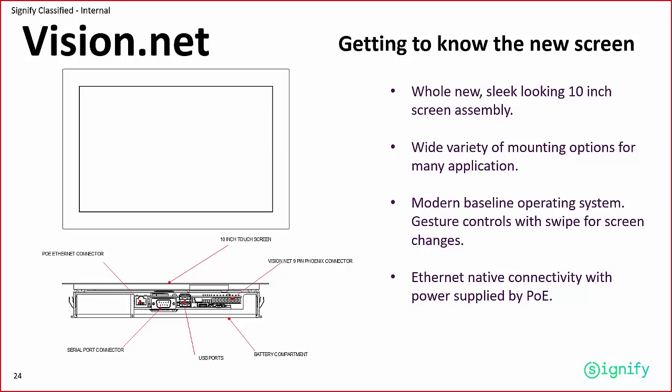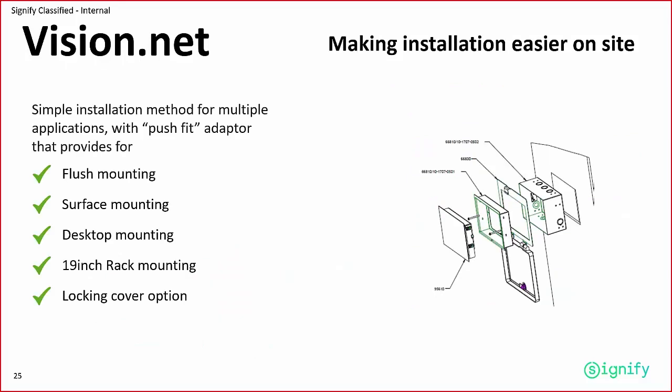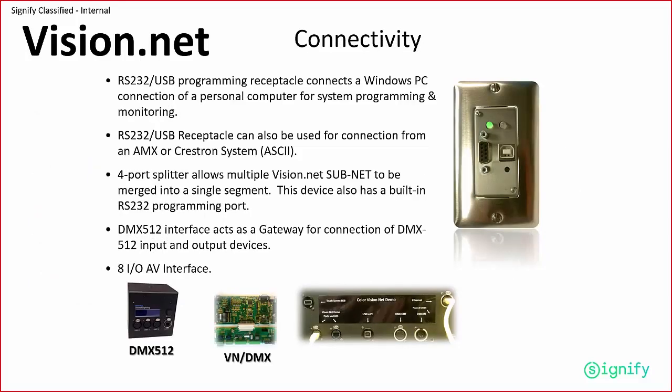There's a wide array of mounting options and modern operating system and the PoE power with the Ethernet native capability. So we do have options for flush mounting, surface, desktop, rack mounting, and there is a locking cover option. So talking for a moment about basic connectivity, you've got the programming port, which will allow you to connect to the system either via serial or USB. It can also be used in connection from an AMX or a Crestron system for third-party connectivity with AV control.